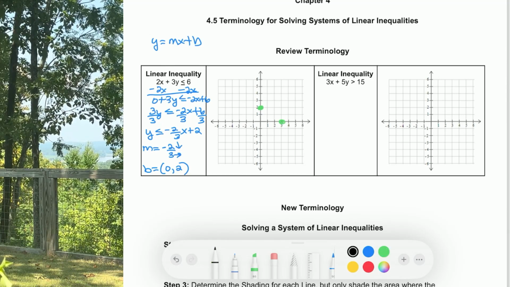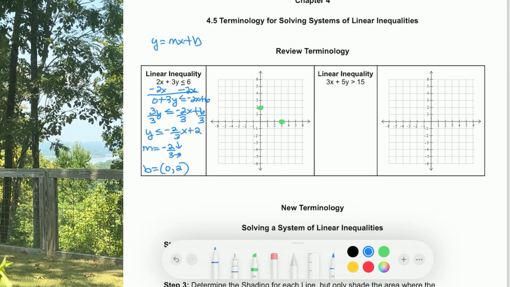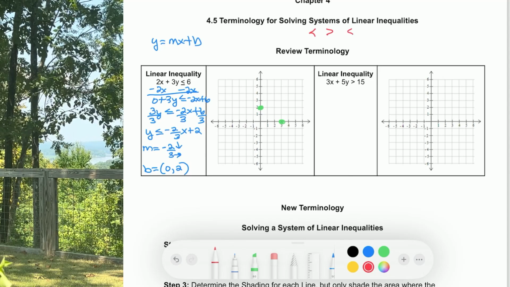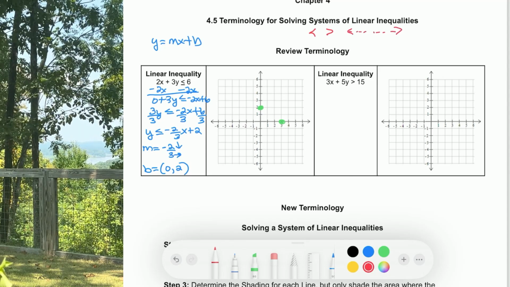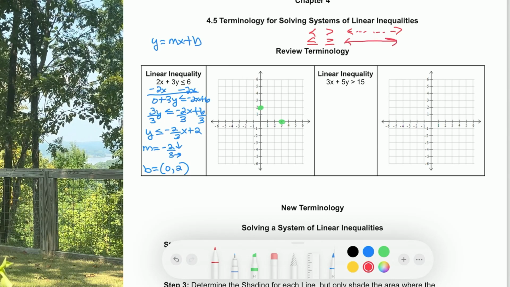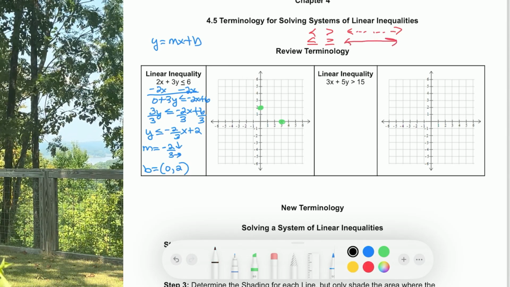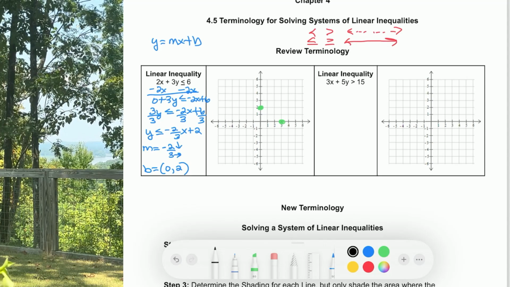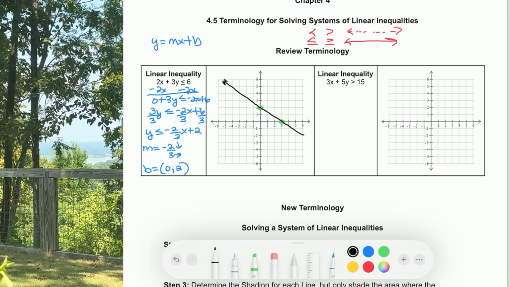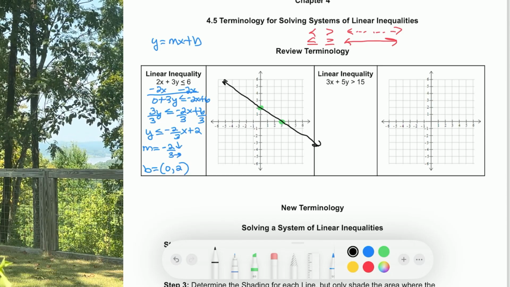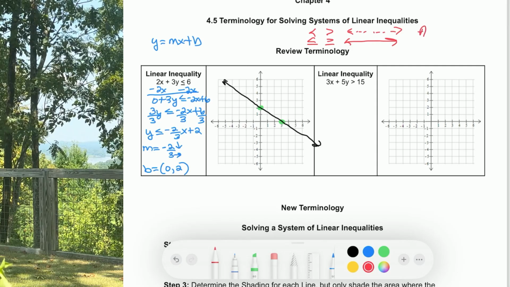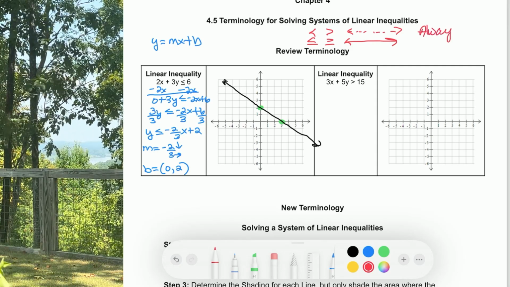Also, don't forget, when you have inequalities, here, let me put that in red. If you have less than or greater than, you have a dotted line. If you have less than or equal to or greater than or equal to, you have a solid line. So I'm going to join this with a solid line since we have less than or equal to. Connect my two coordinates here. The other thing is, remember, with inequalities, you always have shading. So always shade.